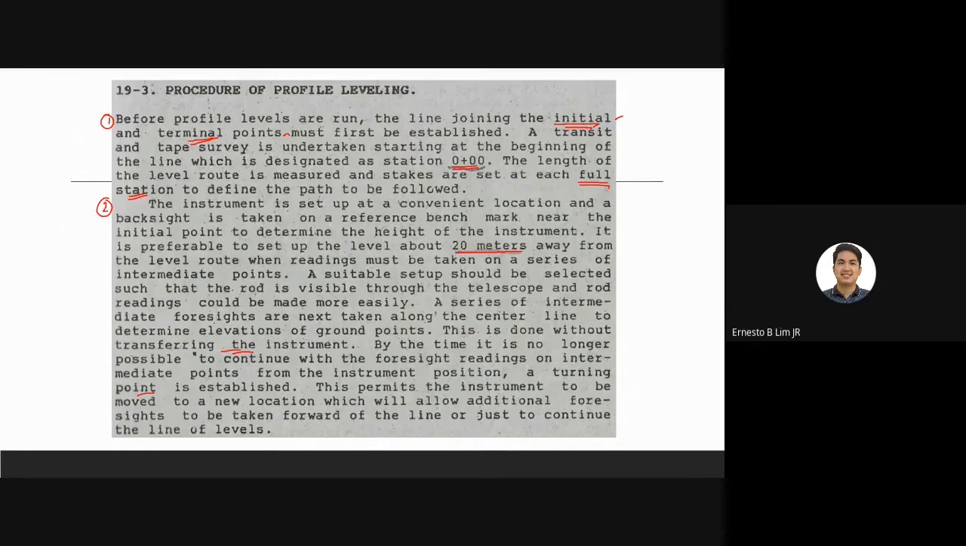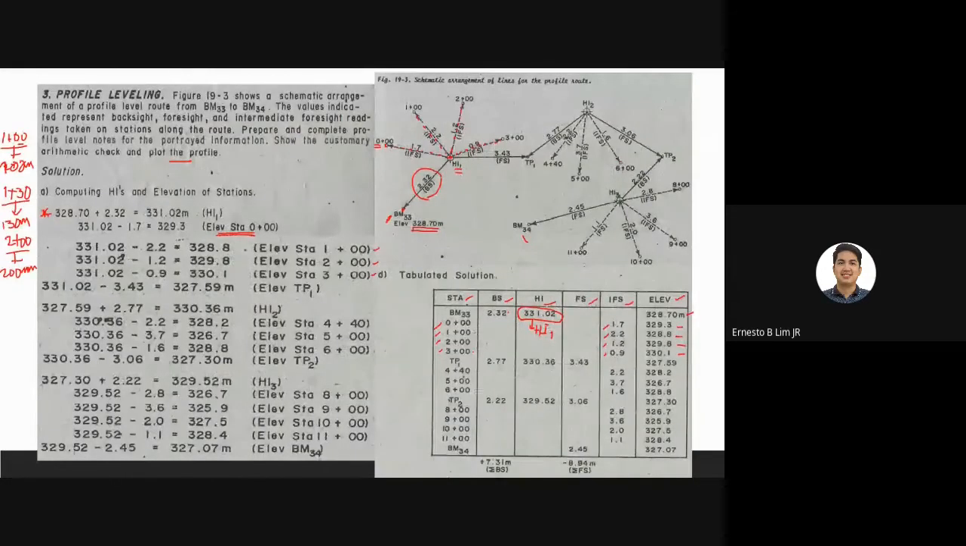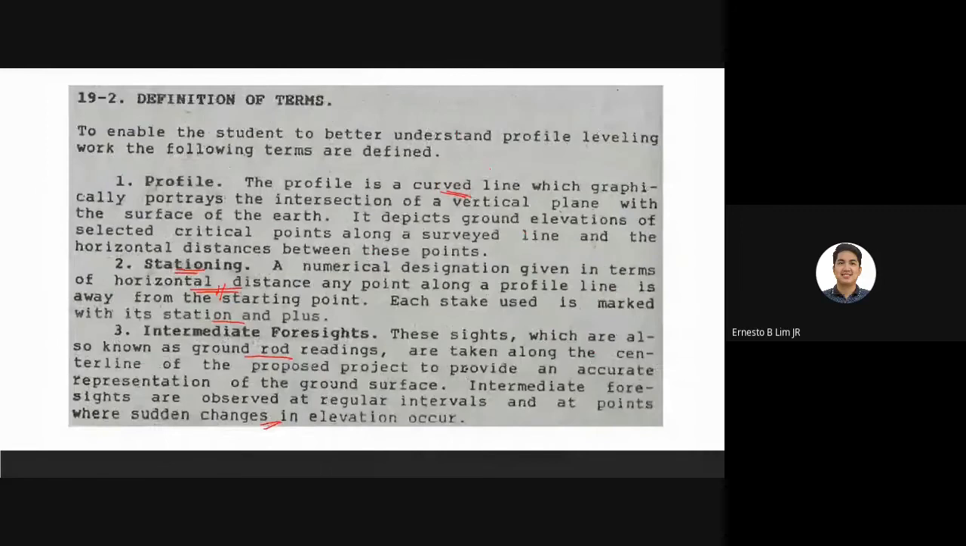By the time it is no longer possible to continue with the foresight readings on the intermediate points from the instrument position, a turning point is established. Once the reading is not readable anymore, you must have a turning point. It can be any point that is near the route. So going back to the definition.